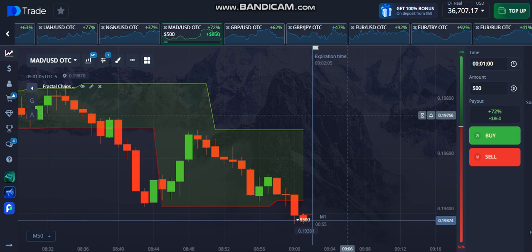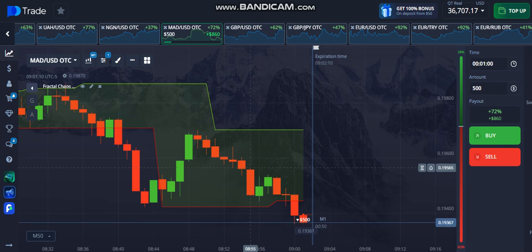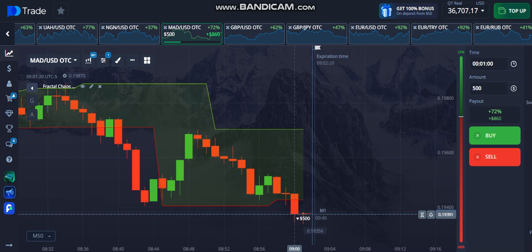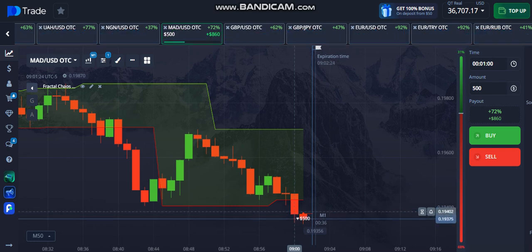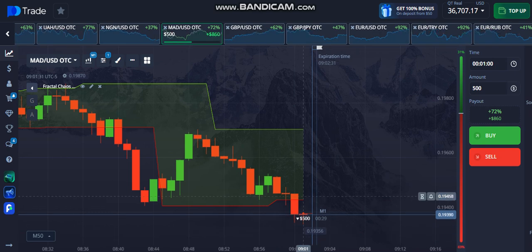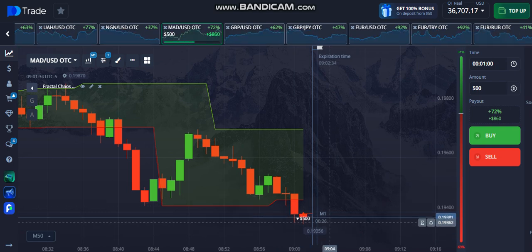Okay, so I'm on the MAD USD OTC pair here, and similarly to the previous trade, if you notice the previous candle here, I waited for it to close outside the lower band of the Fractal Chaos Band here. And as soon as that price closed, I took a sell trade or a put trade in the direction of the trend here, suggesting a breakout to the downside. Okay, so let's monitor this trade and wait for the expiry.